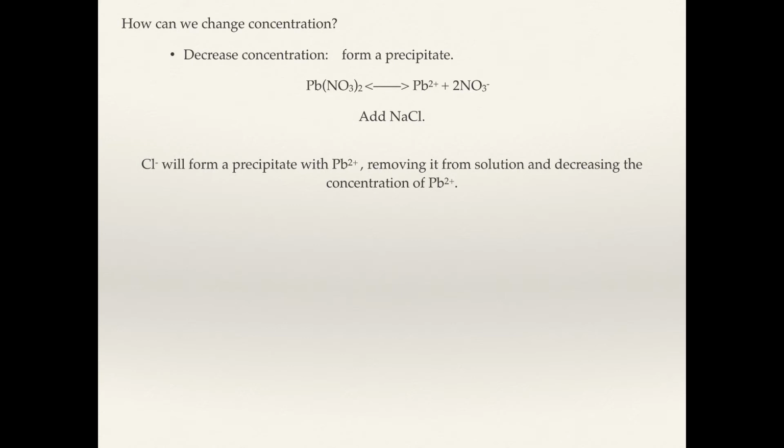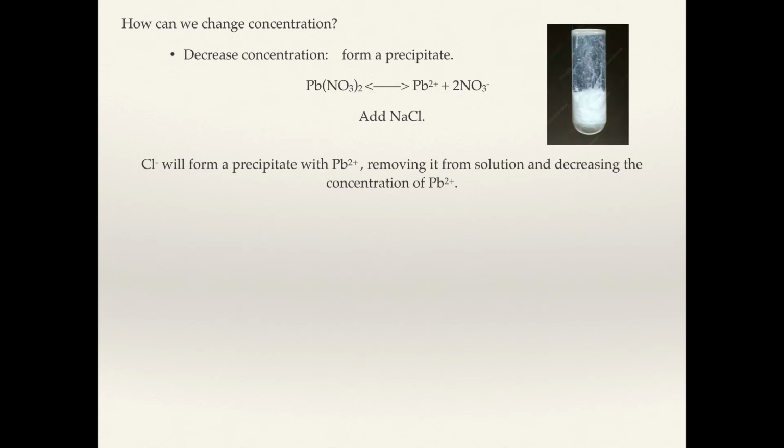And since you're decreasing the concentration of lead ions, that's going to cause the entire system, since the concentration is decreasing on the product side, to shift to the right. Okay, so that's one way. You add something that seems to have nothing to do with equilibrium at all, and yet it can in fact affect the equilibrium, specifically by forming a precipitate.